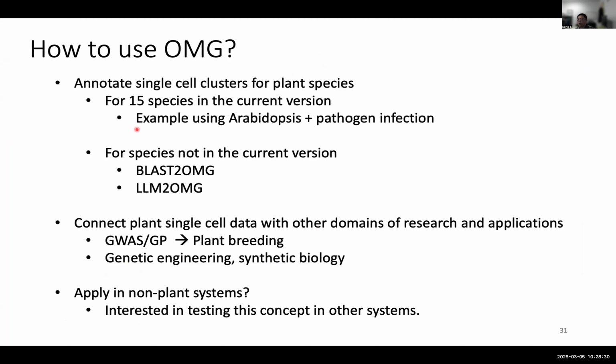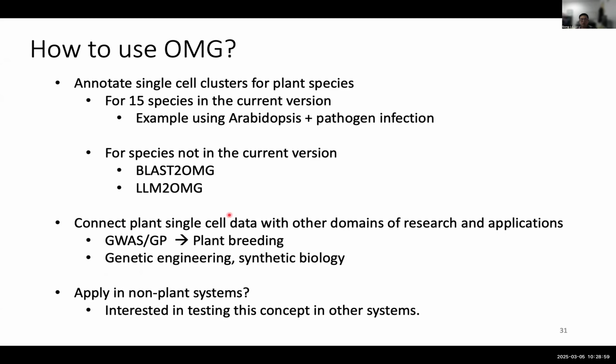Basically, originally we thought this would be used for non-Arabidopsis species mostly, but we can find use of it for analyzing Arabidopsis data sets as well by extending this comparison to many other species. We are working on things that enable people to use this across species that are not in these 15 species. We are trying to do a BLAST OMG version, but the student really wants to do a large language model version. So we are working on this too.